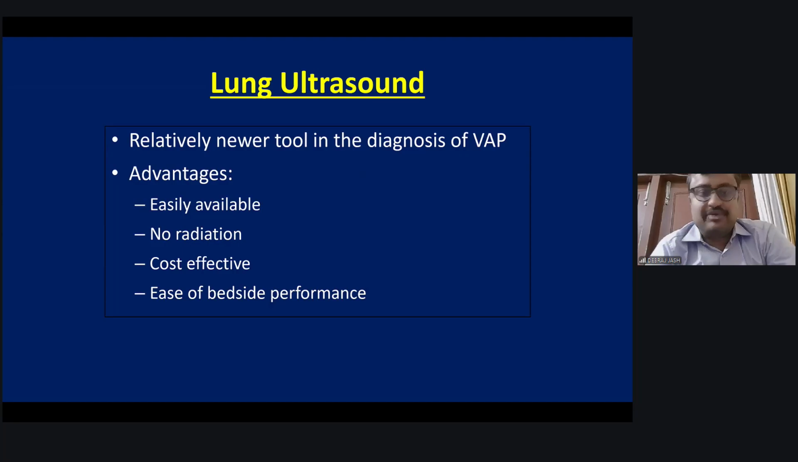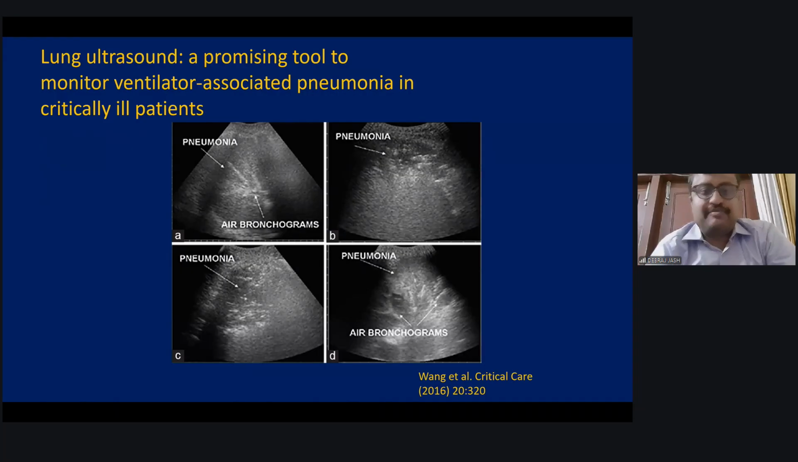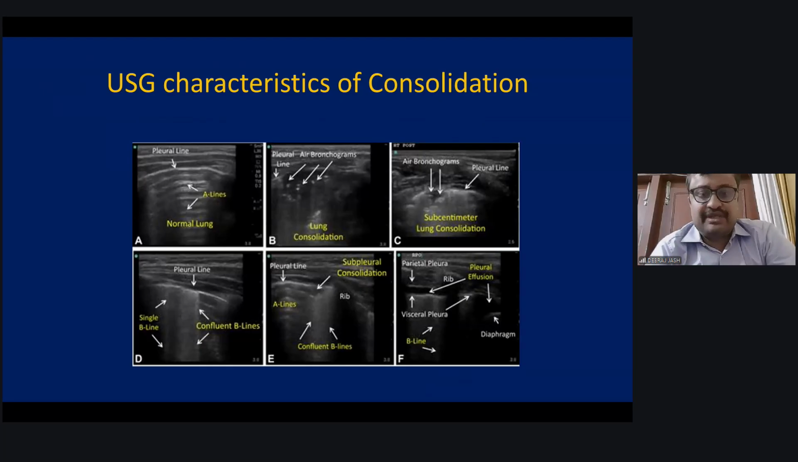Lung ultrasound is a newer tool, easily accessible, no radiation, cost effective. It is a very promising tool if we can demonstrate dynamic air bronchogram in the USG. If you see B lines developing all of a sudden, you will think of some kind of pulmonary edema. But if you see B lines developing only on a single side, you will always think of some kind of pneumonia. Also, if a patient develops unilateral pleural effusion, then you will think of some kind of parapneumonic effusion.